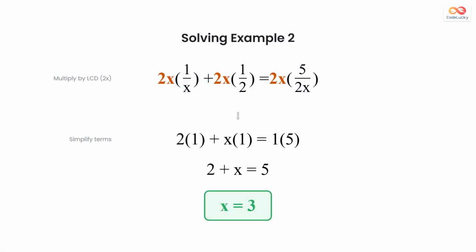We multiply each term by 2x. 2x times 1 over x is 2. 2x times 1/2 is x, and 2x times 5 over 2x is 5. This simplifies to 2 plus x equals 5. Subtracting 2 from both sides, we find that x equals 3.